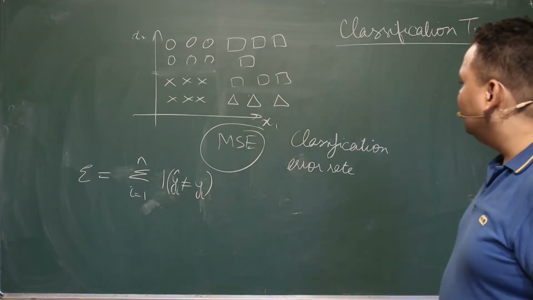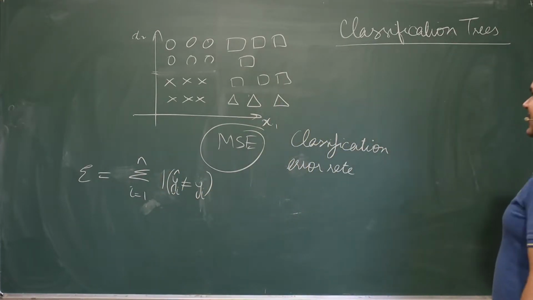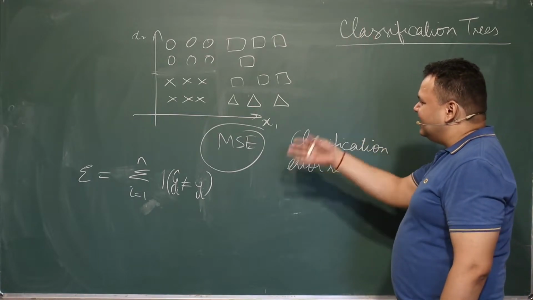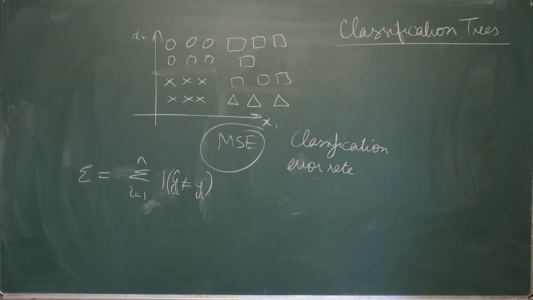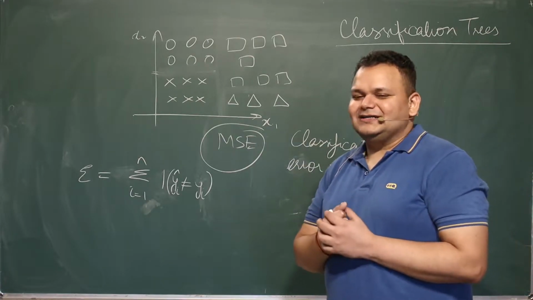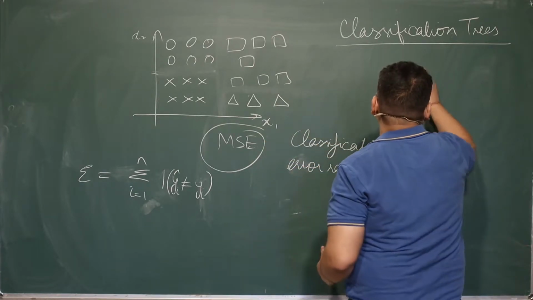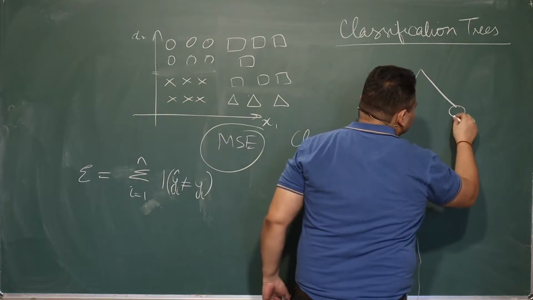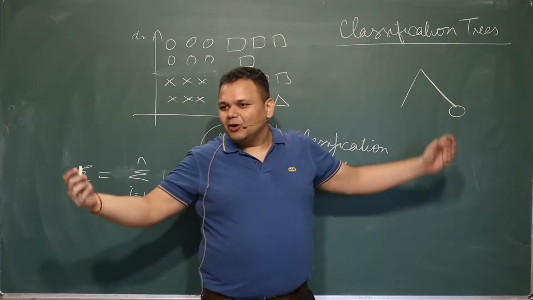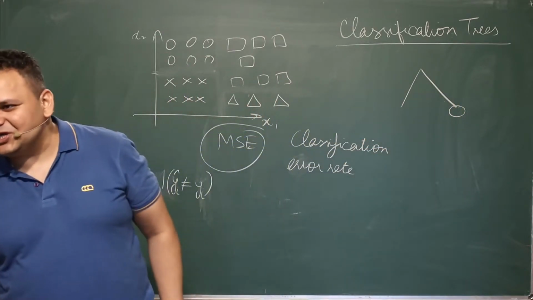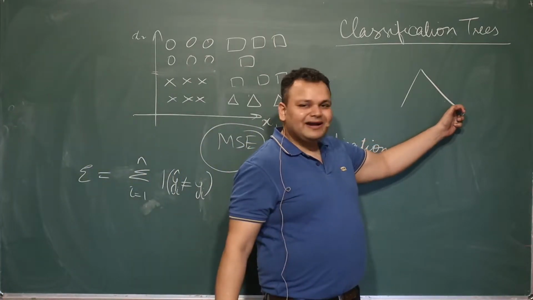So how do you start building this? Can you see anything that you can do here that will try to minimize the error? So in case of regression, let us say we had a tree. What was the predicted value at any node? What did we choose as the predicted value? What was the predicted value at a node?